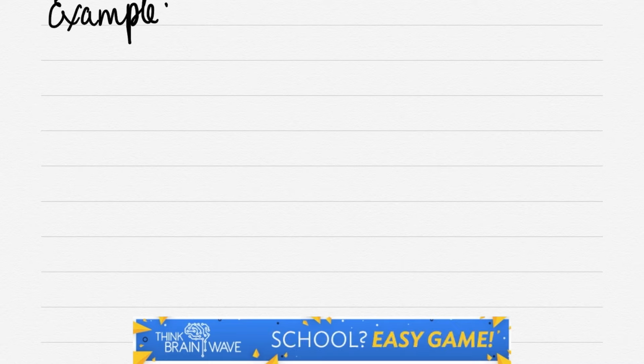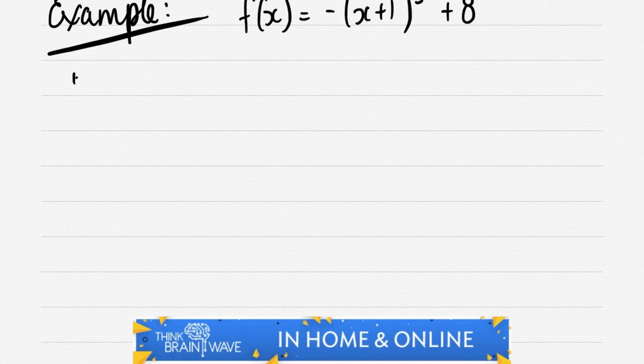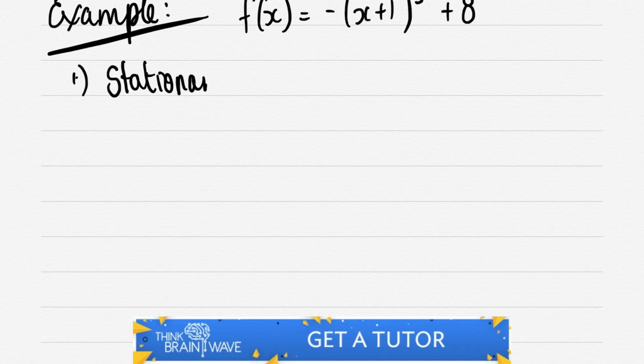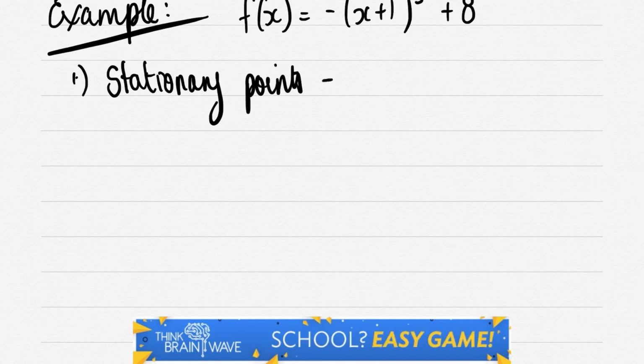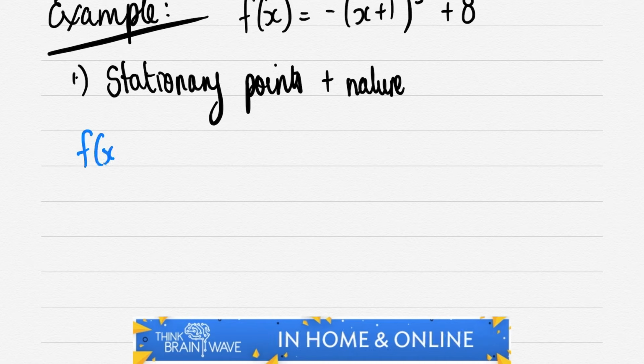Hey guys, let's do an example in this video of those cubic functions. We'll start off by saying f of x is equal to negative x plus 1 cubed plus 8. Let's find our stationary points and let's talk about the nature. So let's write this down.